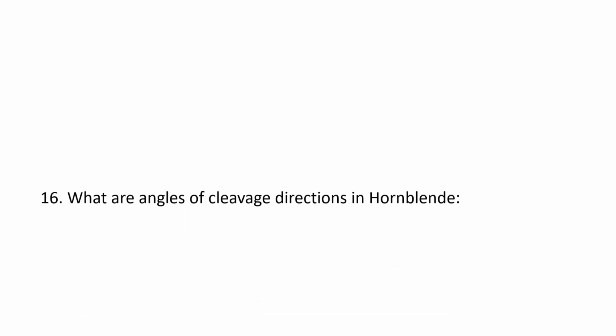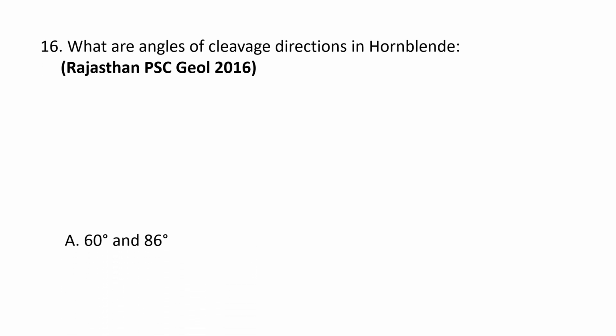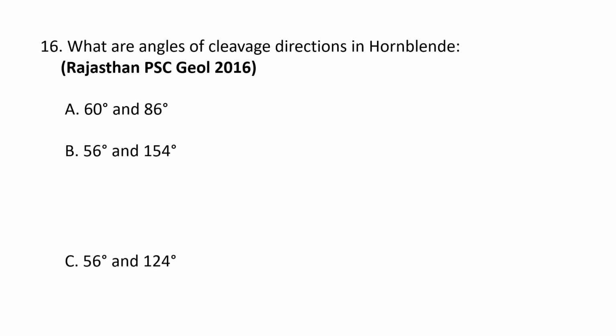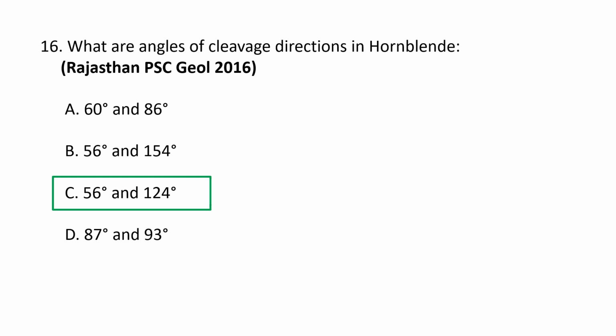Next question. What are the angles of cleavage directions in hornblende? The choices are A. 60 degrees and 86 degrees, B. 56 degrees and 154 degrees, C. 56 degrees and 124 degrees, and D. 87 degrees and 93 degrees. Hornblende is an amphibole. The angles are 56 and 124. So C is the correct option.